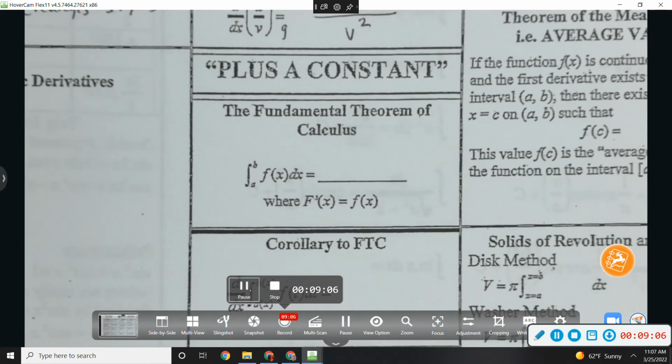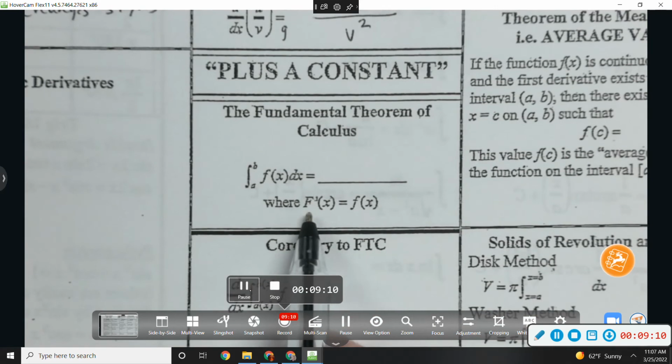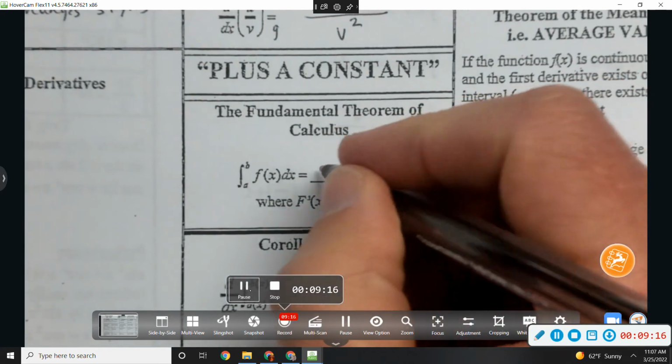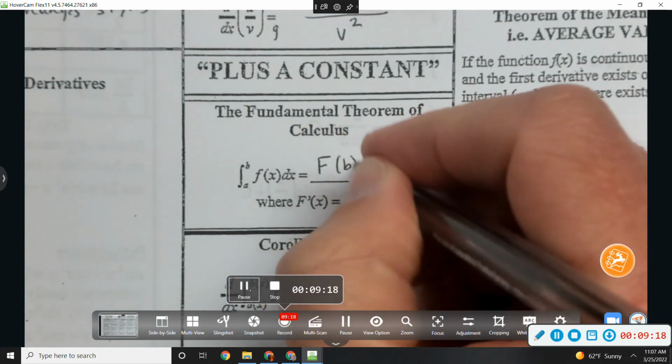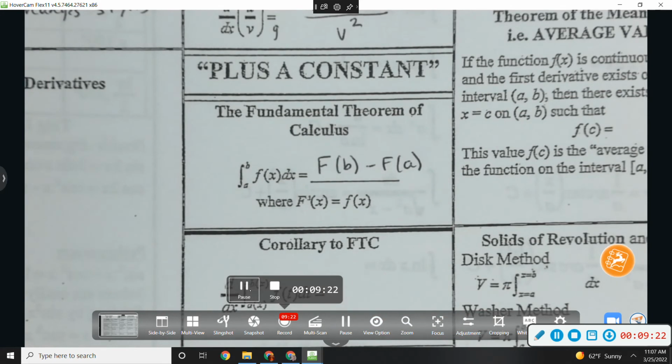Fundamental theorem of calculus, that just says if the derivative of capital F is little f, then the antiderivative of little f is capital F, and we subtract the limits. Like, we've done that so many times now that it's like, well, of course. Top minus bottom. Yeah.